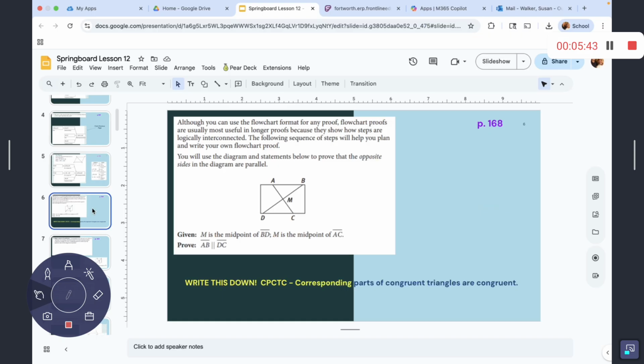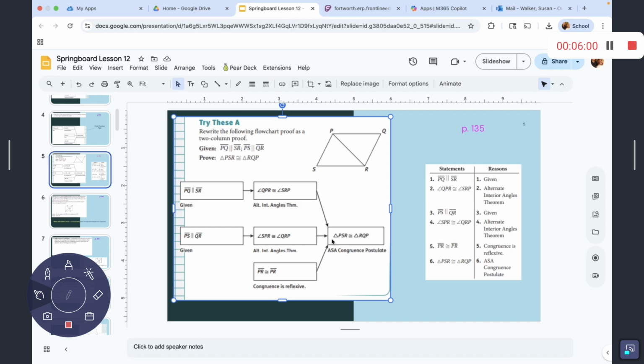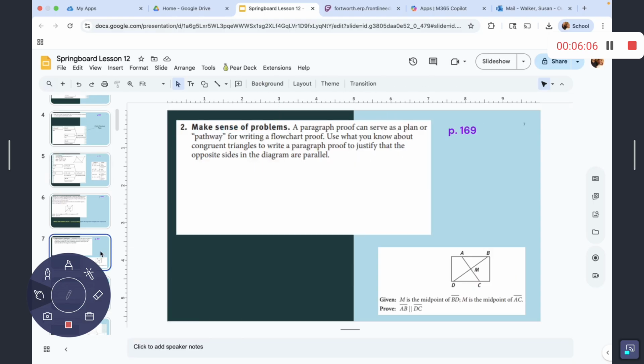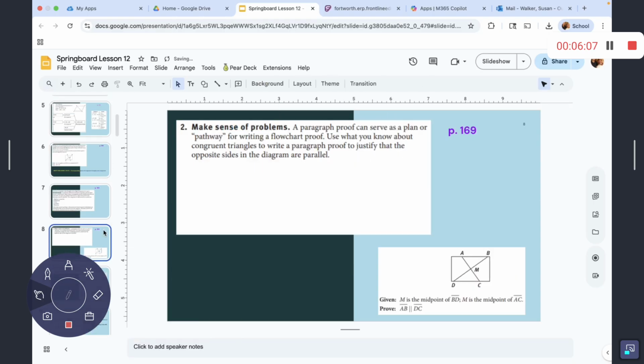You will use the diagram and statements below to prove the opposite sides in the diagram are parallel. Then it gives you M is the midpoint of BD and M is the midpoint of AC. So we actually know two different midpoints. Hopefully that tells you something as far as your proof goes.